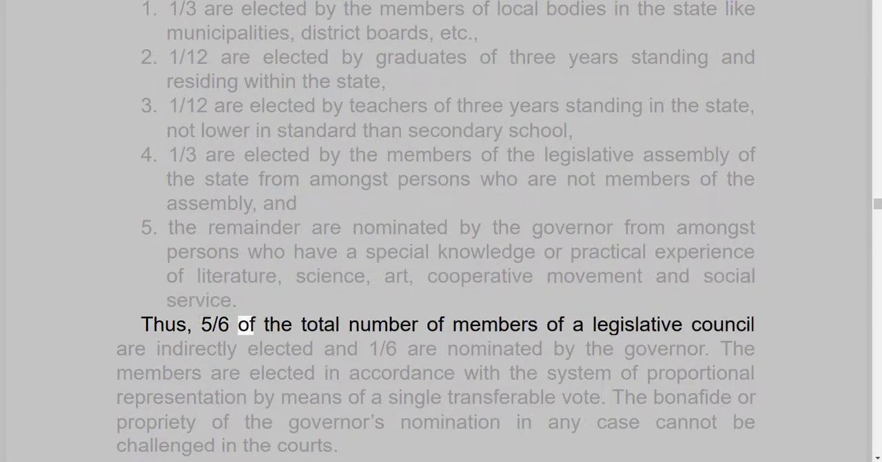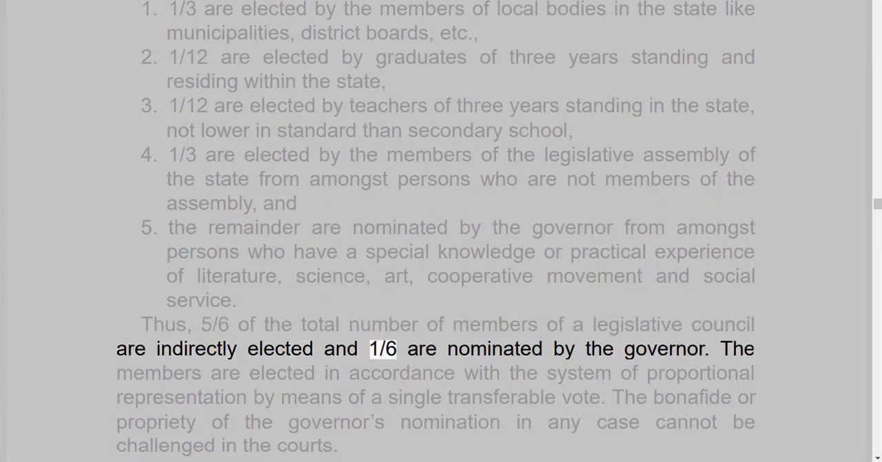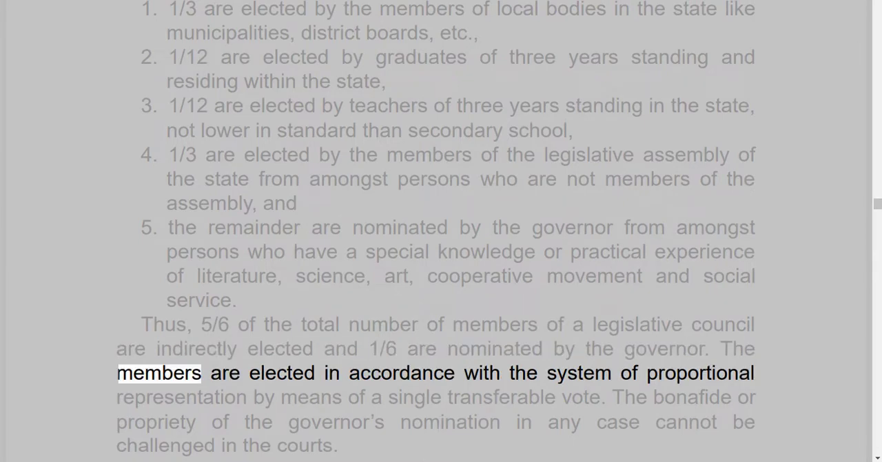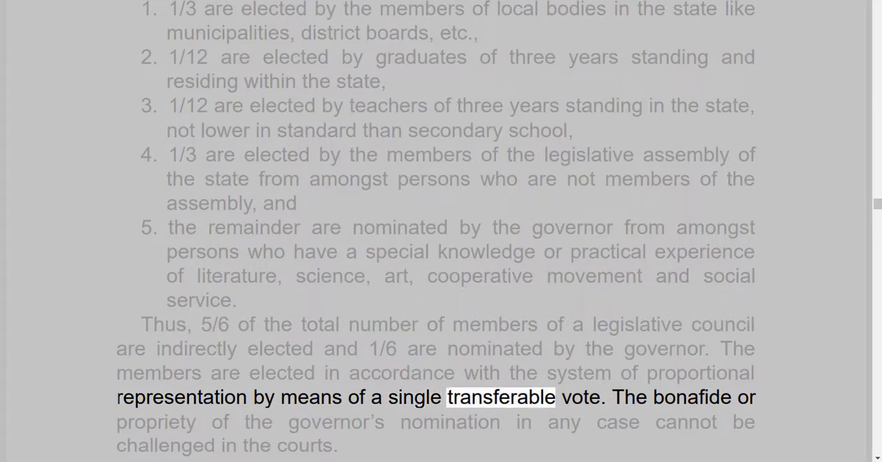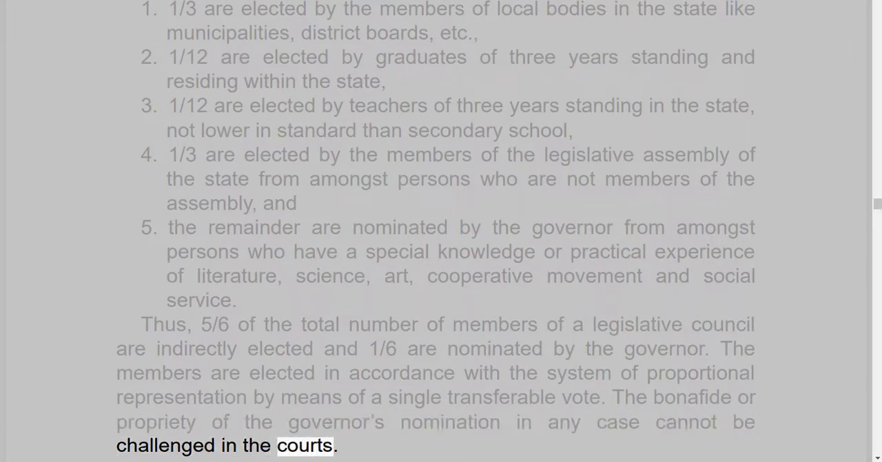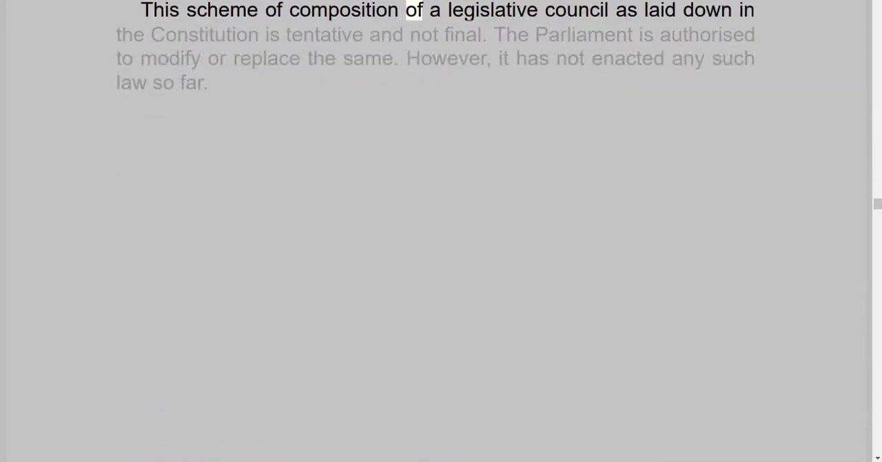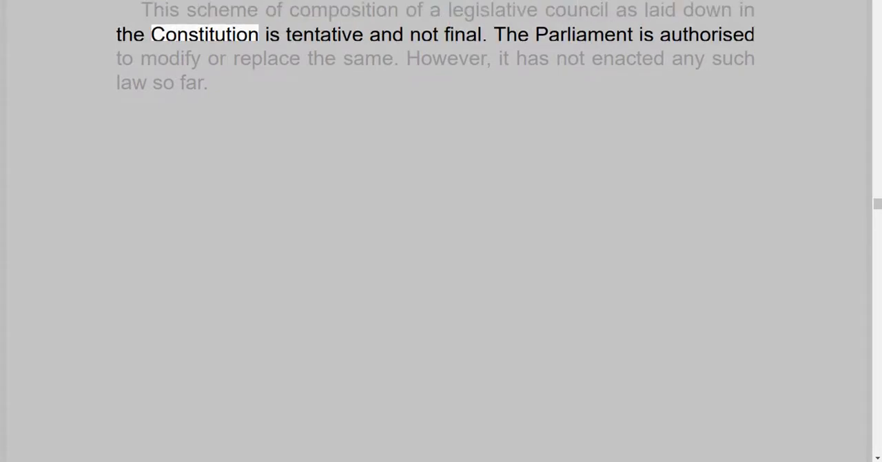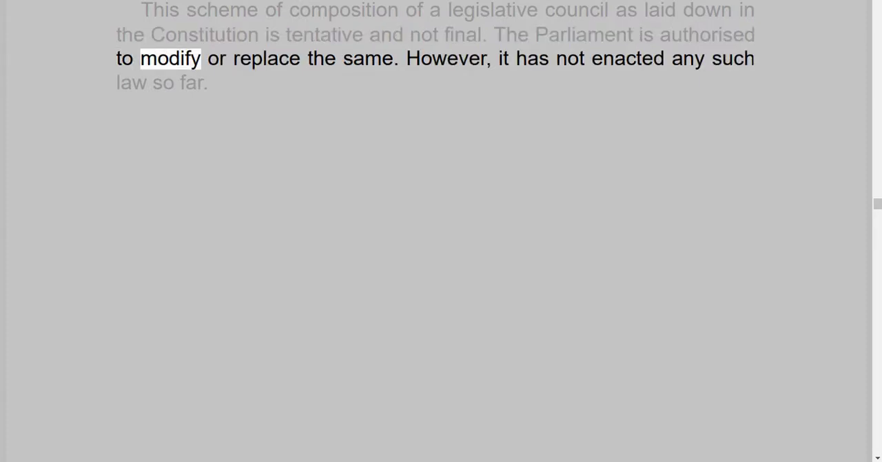Thus, 5/6 of the total number of members of a legislative council are indirectly elected and 1/6 are nominated by the governor. The members are elected in accordance with the system of proportional representation by means of a single transferable vote. The bona fide or propriety of the governor's nomination in any case cannot be challenged in the courts. This scheme of composition of a legislative council, as laid down in the Constitution, is tentative and not final. The Parliament is authorized to modify or replace the same. However, it has not enacted any such law so far.